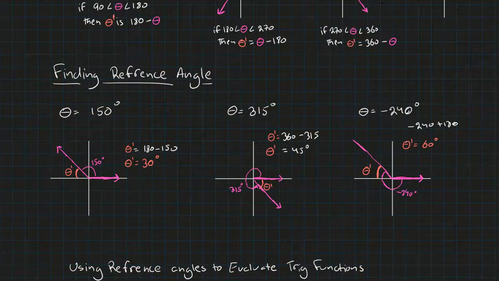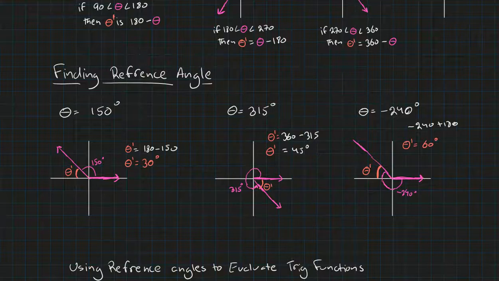So there it is, 60 degrees. So we have just found ways we can find our reference angles. And then what are they useful for? What are reference angles useful for? Well, they're useful for when we are trying to evaluate trig functions.